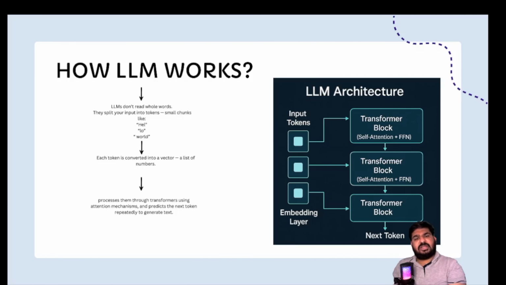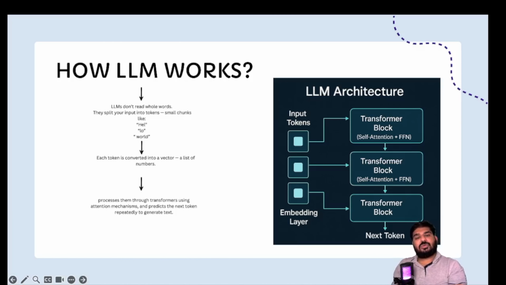How does an LLM work? LLMs don't actually understand words like humans do. They work with tokens. A token is a small chunk of text. It could be a whole word, part of a word, or punctuation. For example, hello world might be split into HEL, world. Each token is then converted into numbers. So for the model, a sentence is basically a sequence of numbers. Everything it does, understanding, reasoning, generating, happens on top of these tokens.